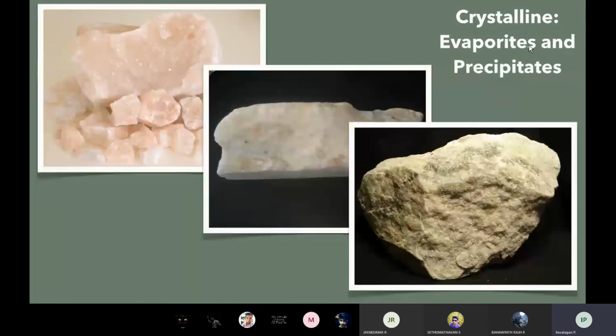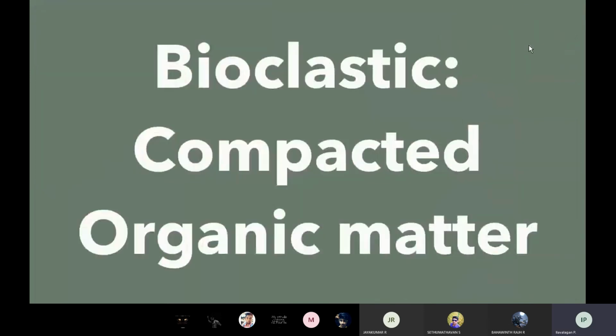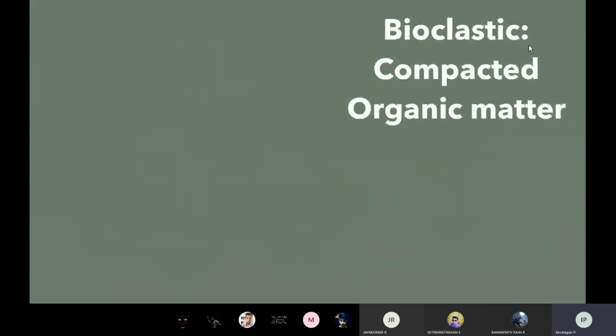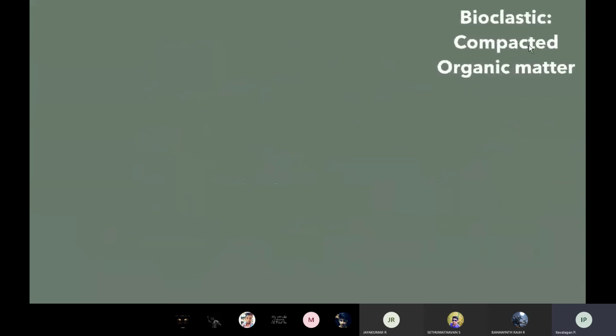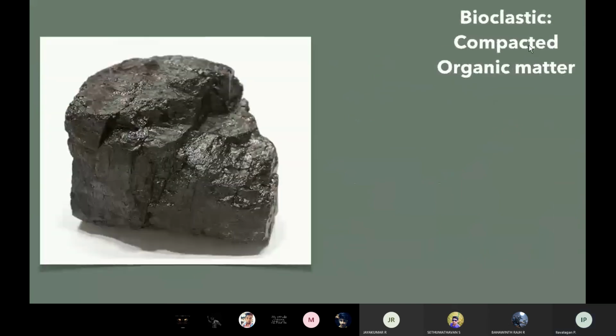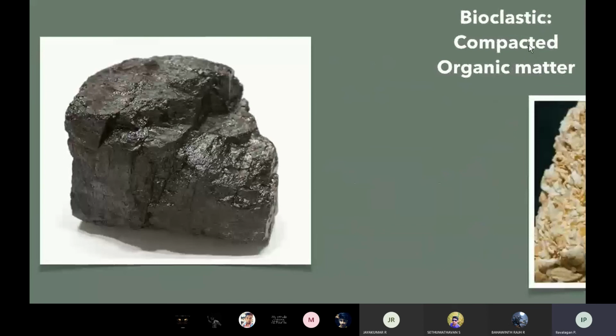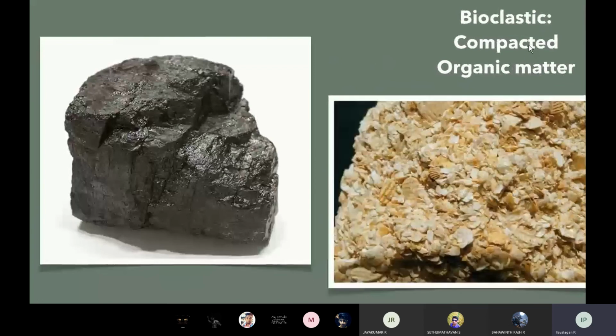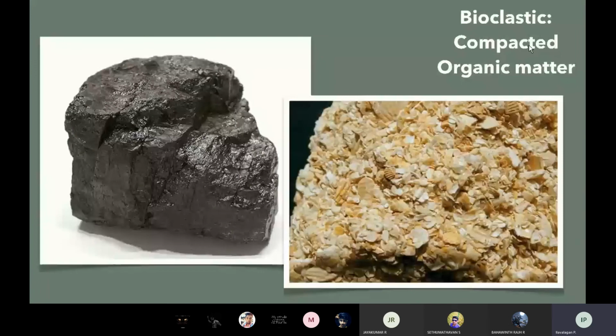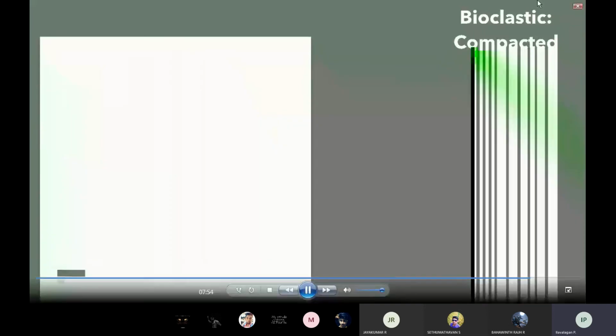But what about these biological rocks, the bioclastic rocks? Now, these form from compacted organic material or organic matter. We already know some examples of these, which include coal, which forms from compacted plant remains, and then this, which is a variety of limestone called a coquina. And you'll notice this is made of compacted shells. Shells, of course, are made by sea creatures. This is organic material, and so it is classified as a bioclastic rock because it's organic matter that's been compacted together.